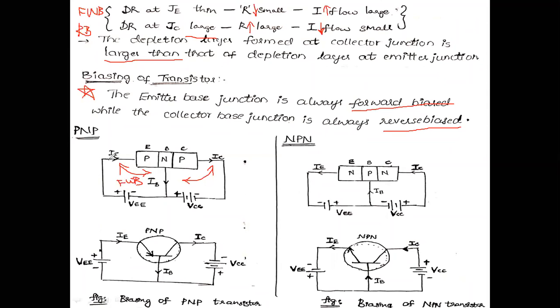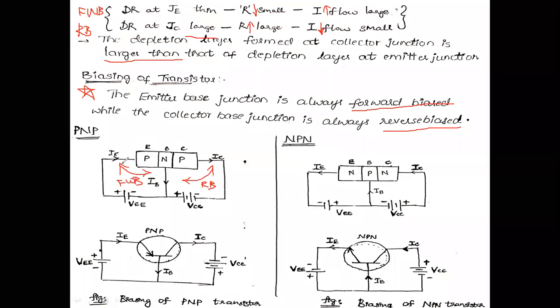Let this be the input side and this be the output side. The next one should be reverse biased. The collector and base terminals, these two terminals, should always be reverse biased. Therefore, this N-type semiconductor material is connected to positive and P-type semiconductor material is connected to negative.